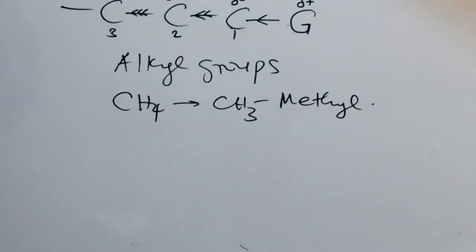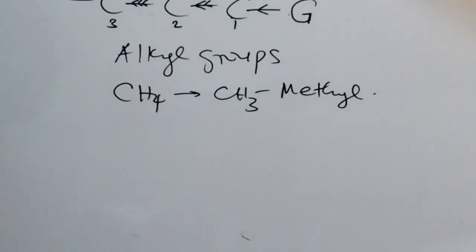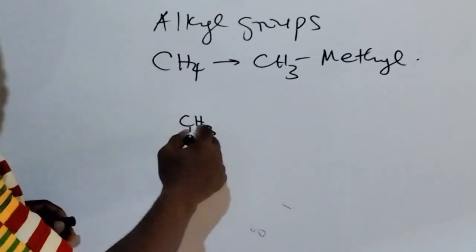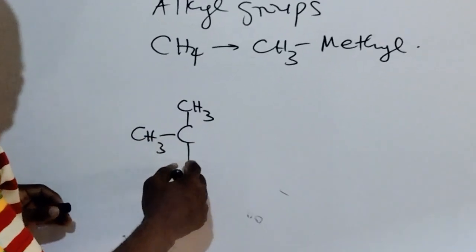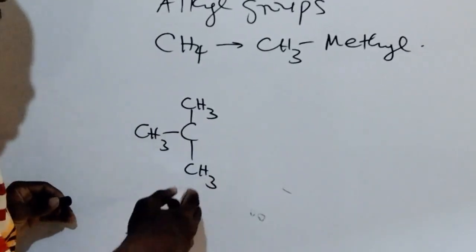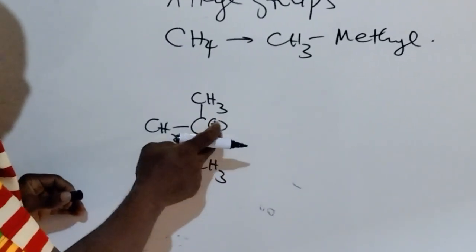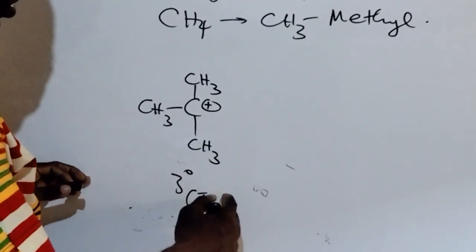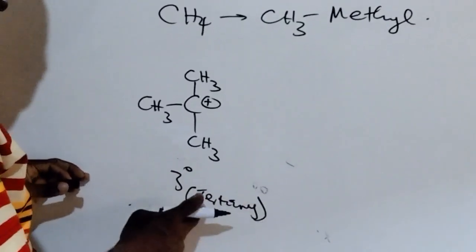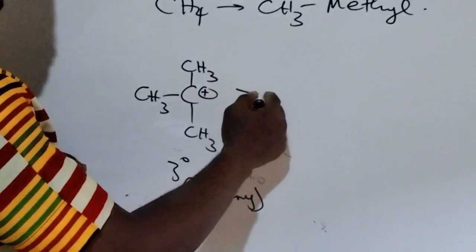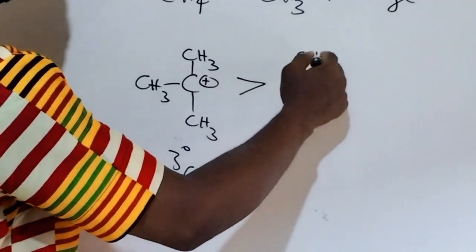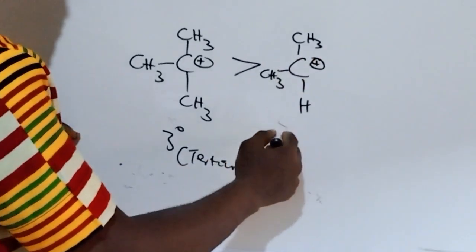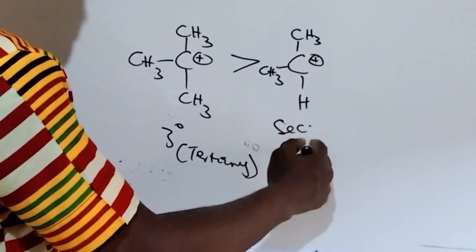In terms of alkyl groups, we can classify them into tertiary, secondary, and primary alkyl groups. For instance, this is a tertiary alkyl group, where you have 3 alkyl groups bonded to the central carbon. So it can be a negative, a free radical, or a carbocation. This is a tertiary or 3-degree alkyl group. The tertiary alkyl group exerts more inductive effect than secondary. A secondary alkyl group is when you have 2 alkyl groups bonded to the central carbon. So this is called a secondary alkyl group or 2-degree alkyl group.